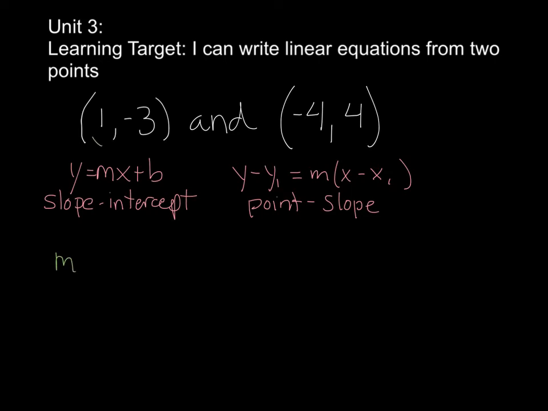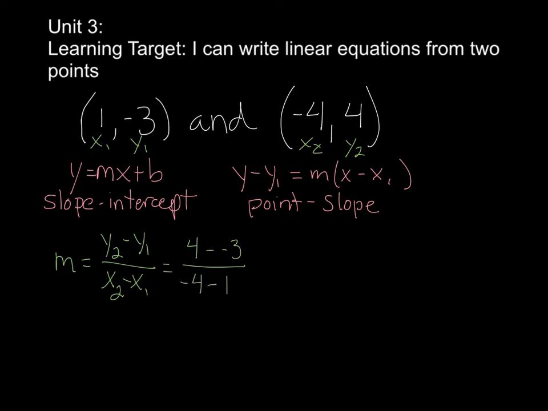So first I'm going to assign x1, y1, x2, y2. Okay, so if you recall, slope is y2 minus y1 over x2 minus x1. Okay, y's to the skies, on top. So we are going to plug in 4 minus -3 over -4 minus 1.